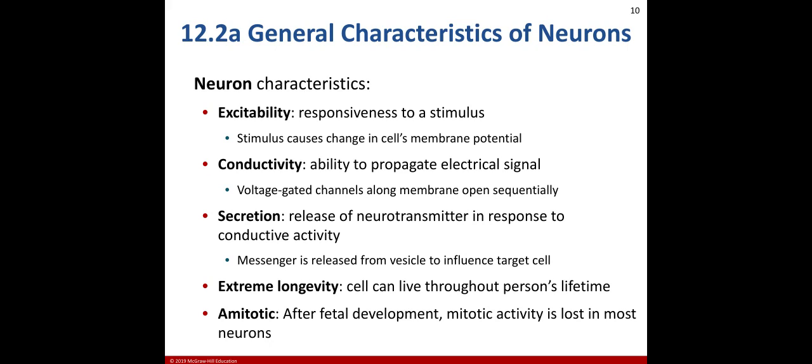They are able to secrete, or they release, neurotransmitters in response to that conductive activity. And that secretion of those neurotransmitters, those are messengers that get released from a vesicle, and they will go and do a job to influence another cell. They have extreme longevity in that the cell can live throughout the person's entire lifetime. They are amitotic, which means after fetal development, mitotic activity is lost to most neurons.